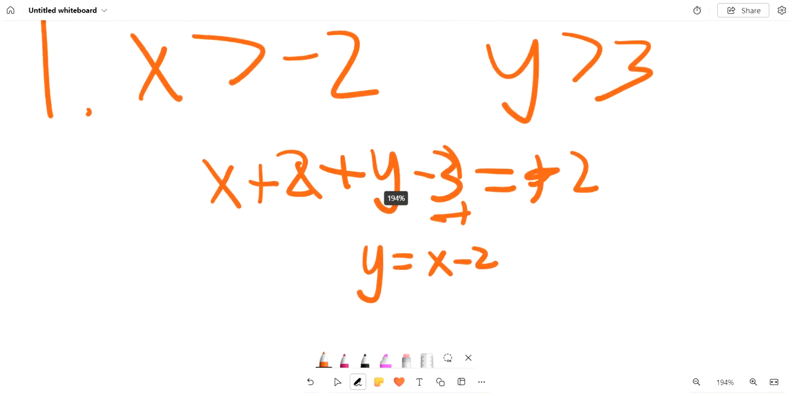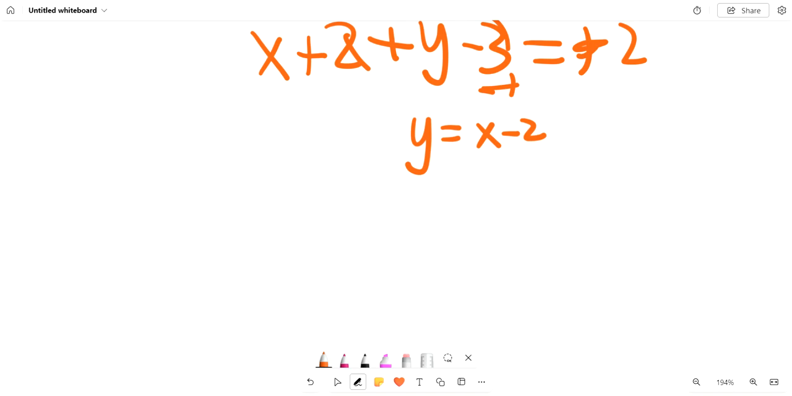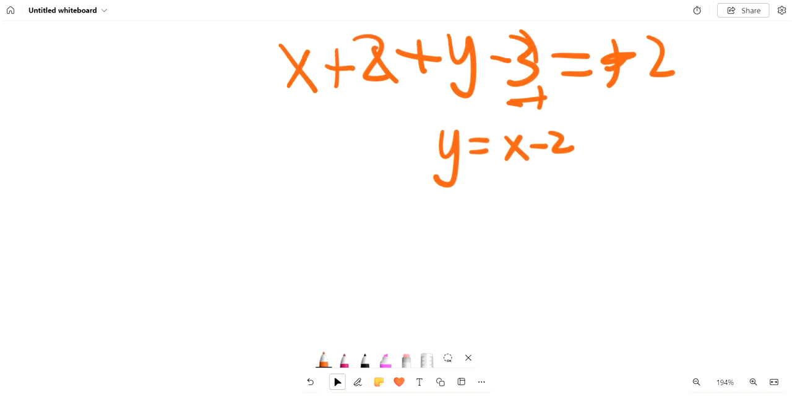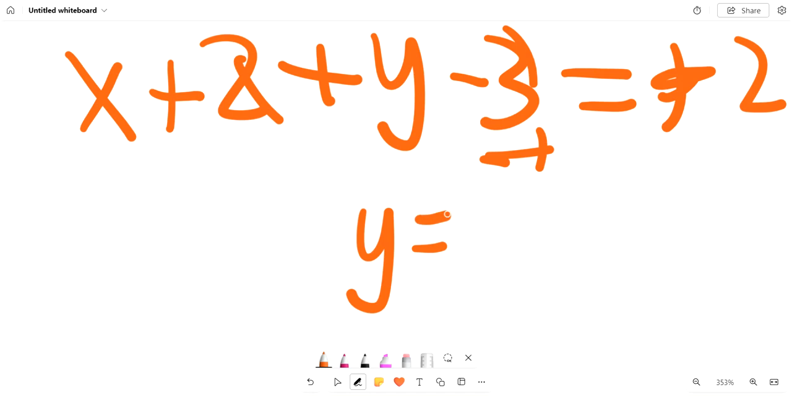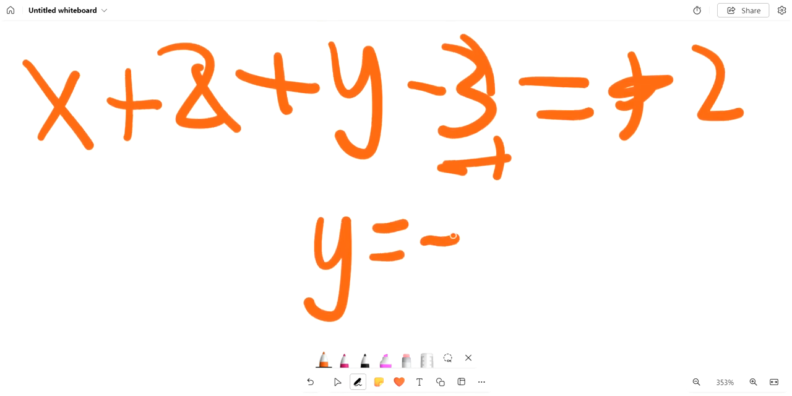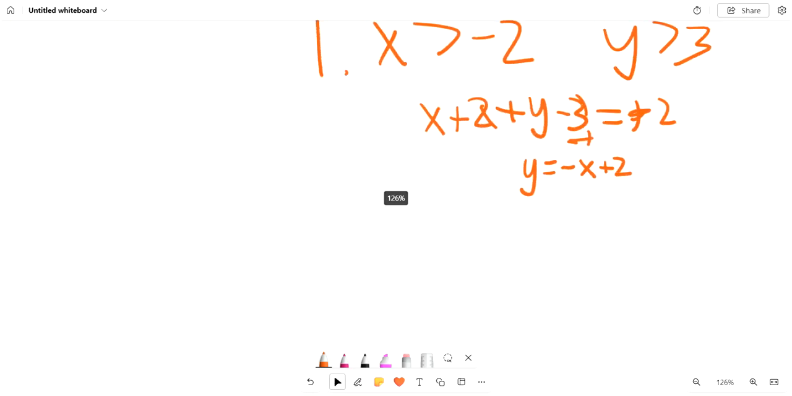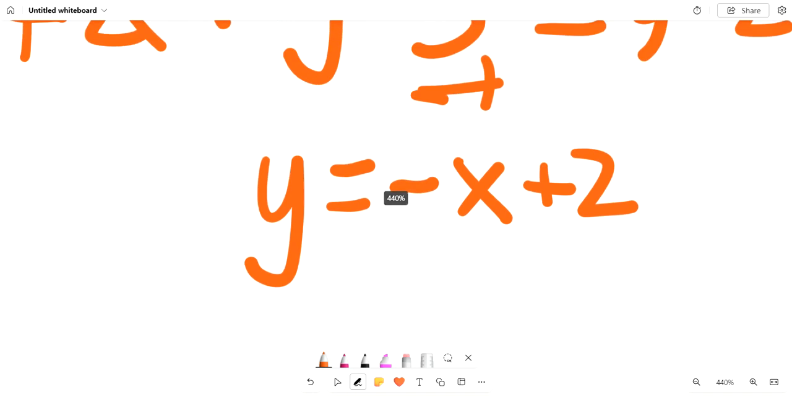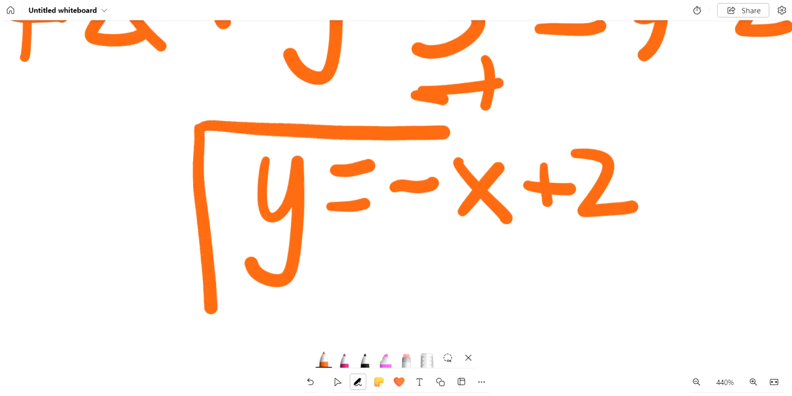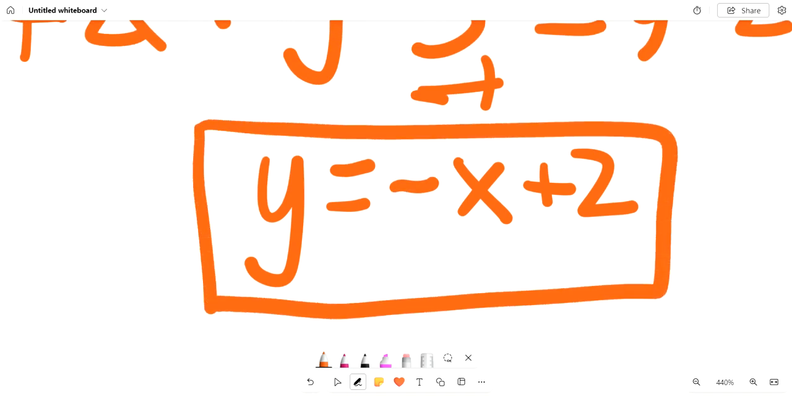So it's just y equals x minus 2. Sorry, this is actually y equals minus x plus 2. So we know that this is our first line. And then after that, we can move on to case 2.